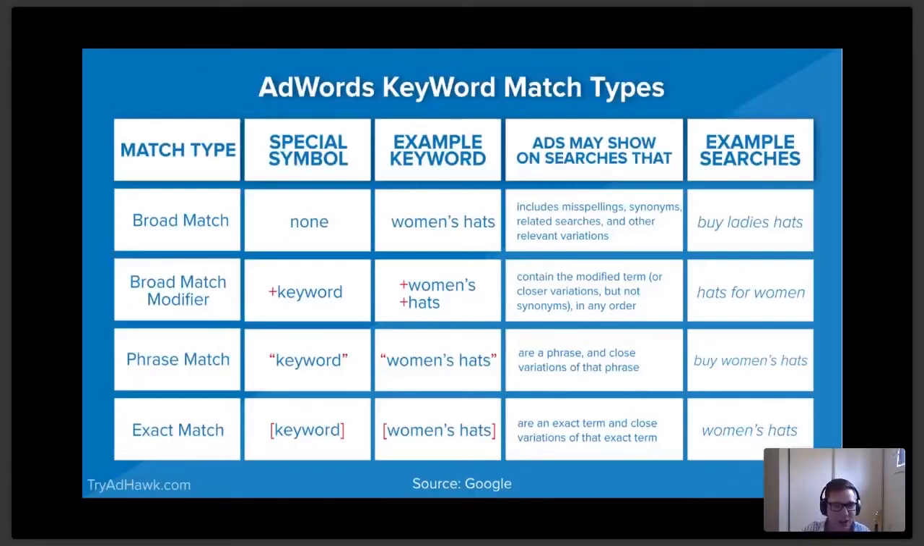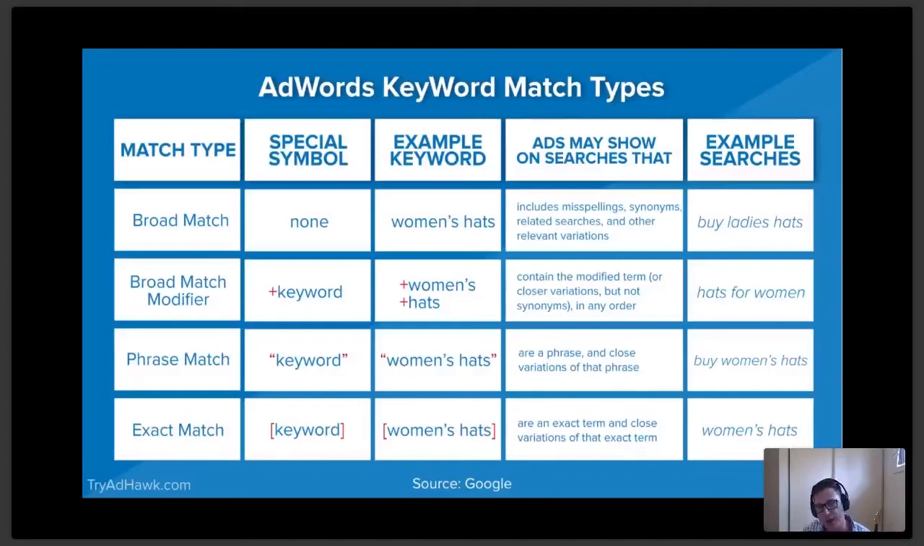So, all right, broad match. There's no special symbol. Women's hats. So it's really broad. I almost never use broad. You just pull in far too many options. So it includes misspellings, synonyms, related searches, and other relevant things. So women's hats could be matched by ladies' hats, which is really very different.